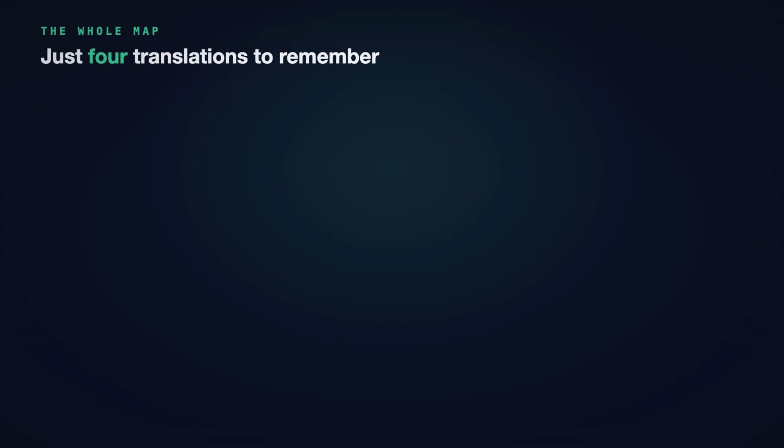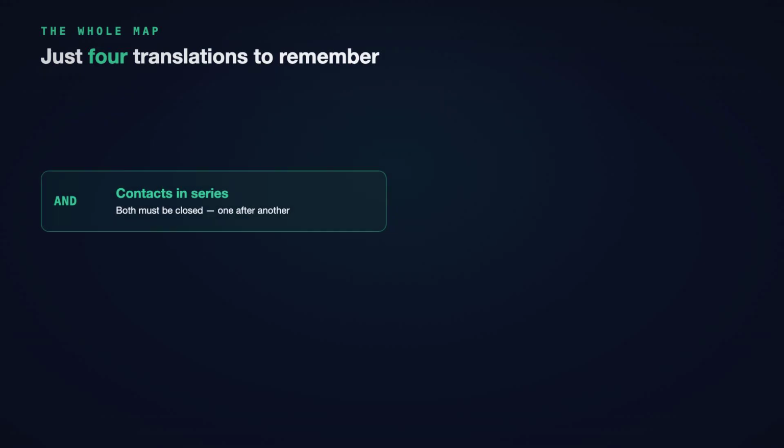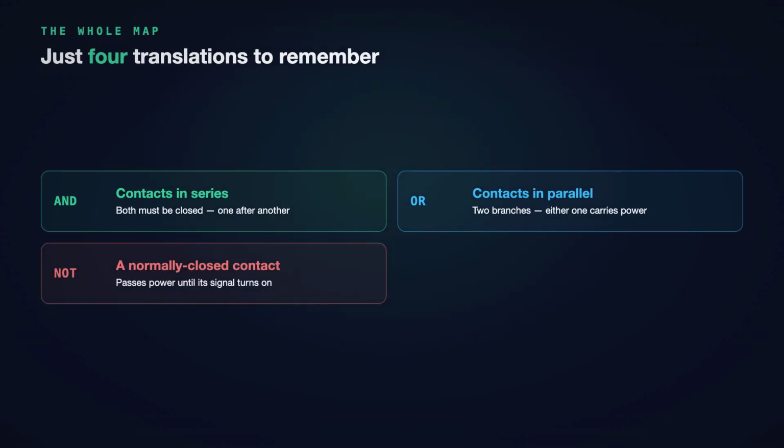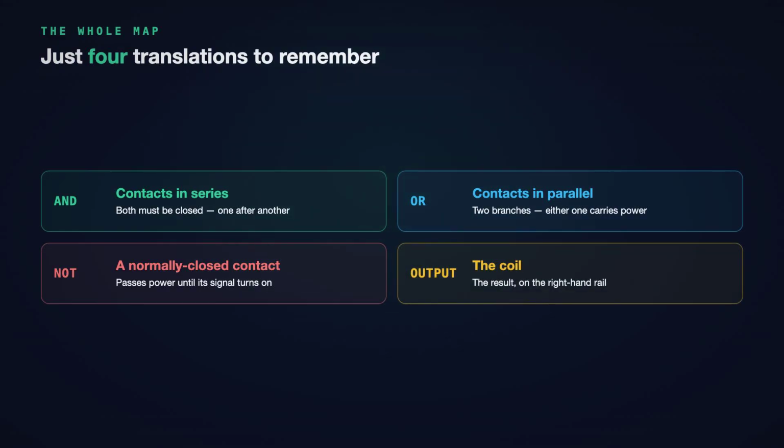There are really only 4 translations to remember, and every one of them you have already met. An AND gate becomes contacts in series, one after another. An OR gate becomes contacts in parallel, 2 branches side by side. A NOT gate, an inversion, becomes a normally closed contact, and the output of the whole circuit, the thing the gates are driving, becomes the coil on the right-hand rail.